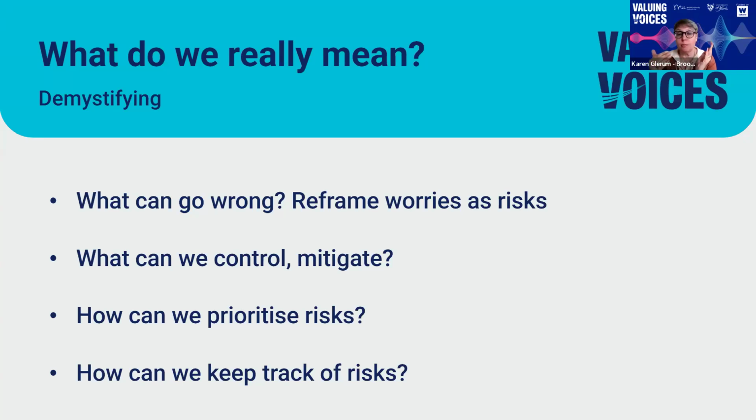What can we control? So we will have limited power, and the next one, prioritising, is having limited resources. So what can we control and mitigate is about where do we have influence, and how can we prioritise is how do we allocate our limited resources, either time, money, but as efficiently as possible to minimize those risks. And the last one is how can we keep track of the risk throughout a whole research project.